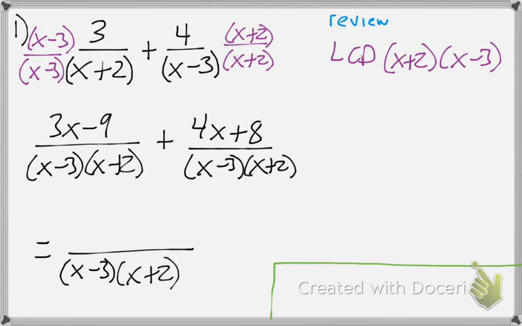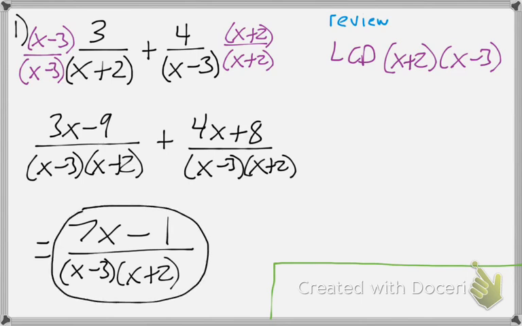But my numerator, if I combine like terms on top, 3x plus 4x is 7x. And then minus 9 plus 8 is minus 1. So this will be my final answer. So again, this was combining rational expressions from a previous chapter and from Math 100A.